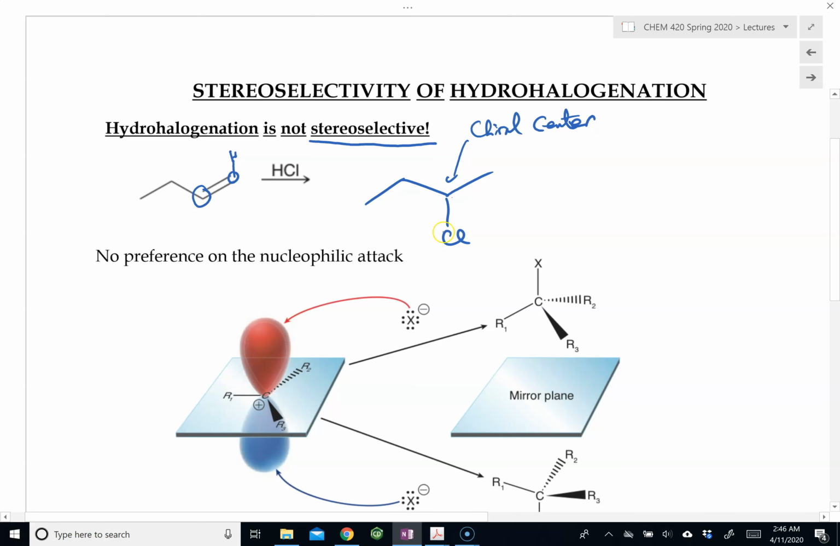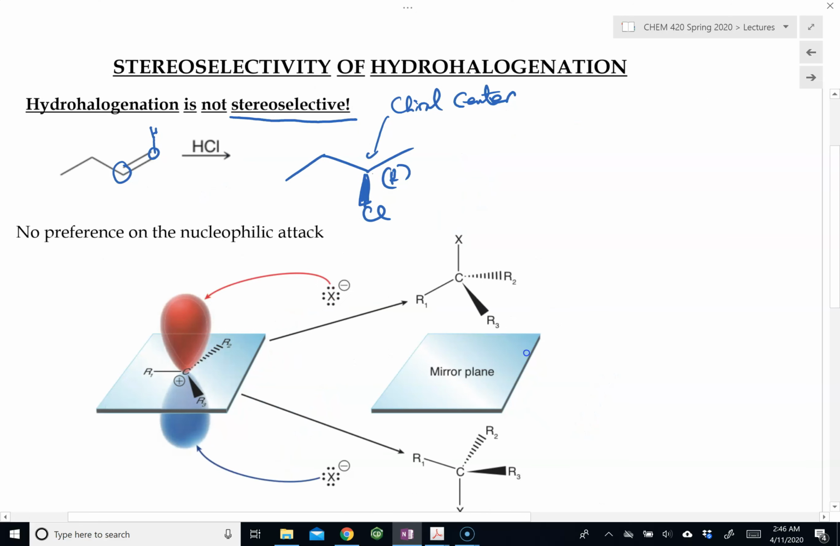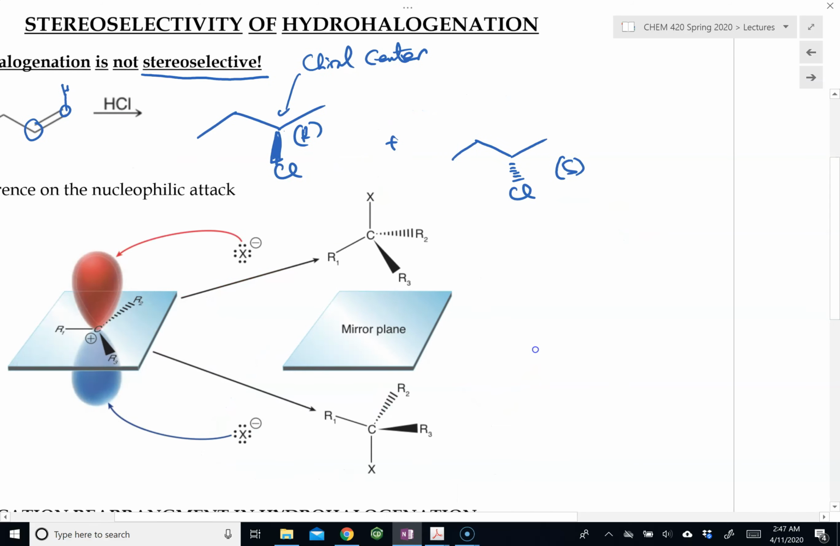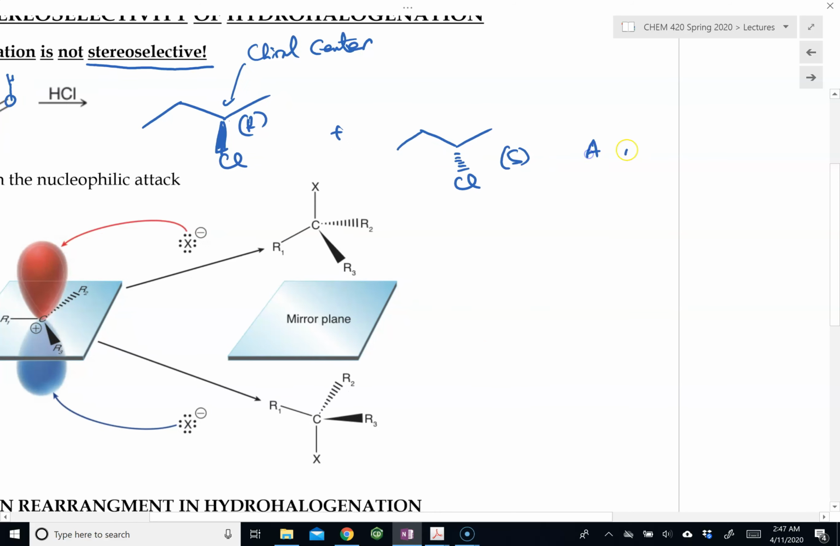So therefore, we can now have the chlorine either pointing up or pointing down, or either R or S. And in this case, both of them will get formed. So we produce this enantiomer, which now has the R stereochemistry, and we'll also be producing the other one. Right now, this chlorine is pointing in the back, and this would be the S enantiomer. So we are producing a racemic mixture.